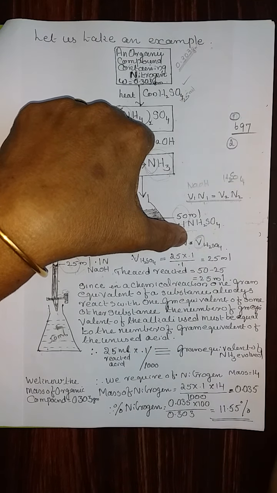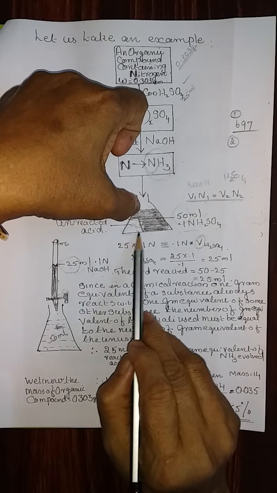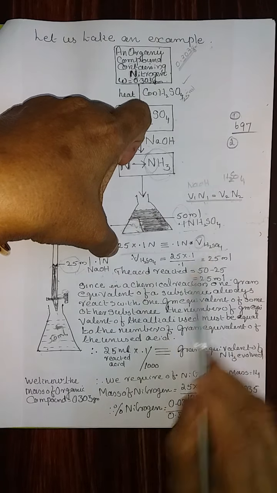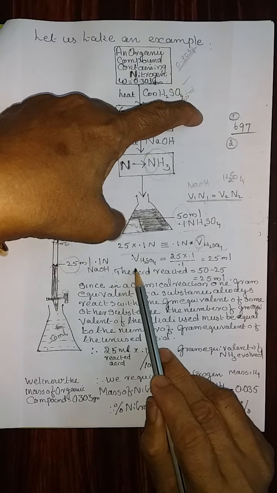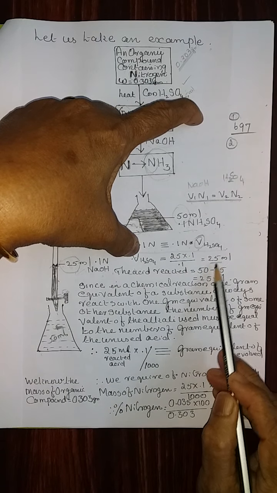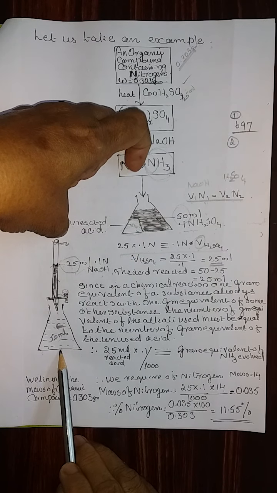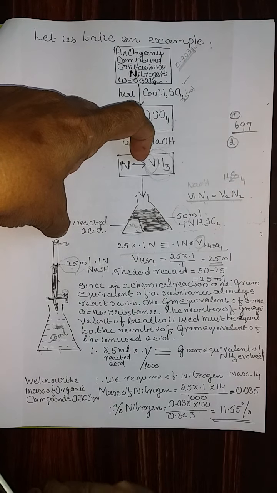This volume we have no idea. This is the unreacted acid. Therefore, substituting these values, you will get the value of V, which is equal to 25 ml. Thereby, by means of this titration, this is called back titration.